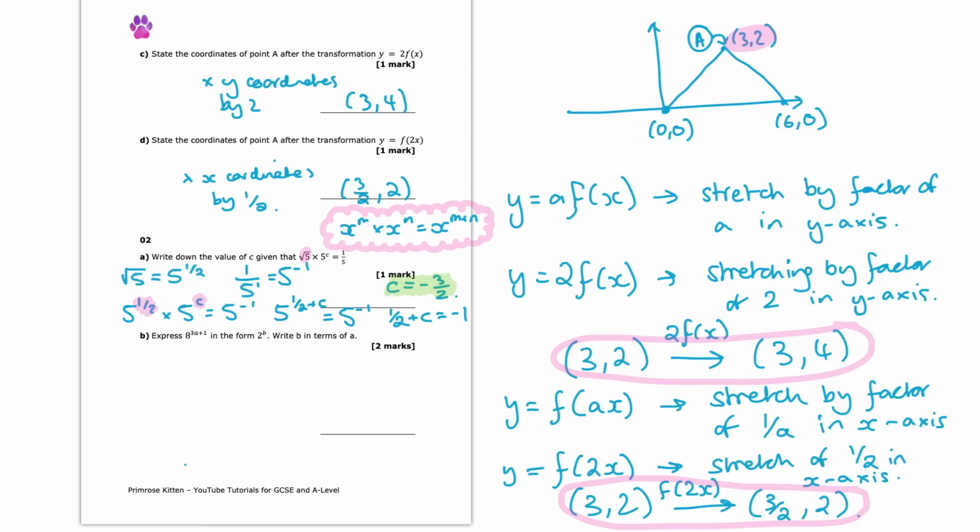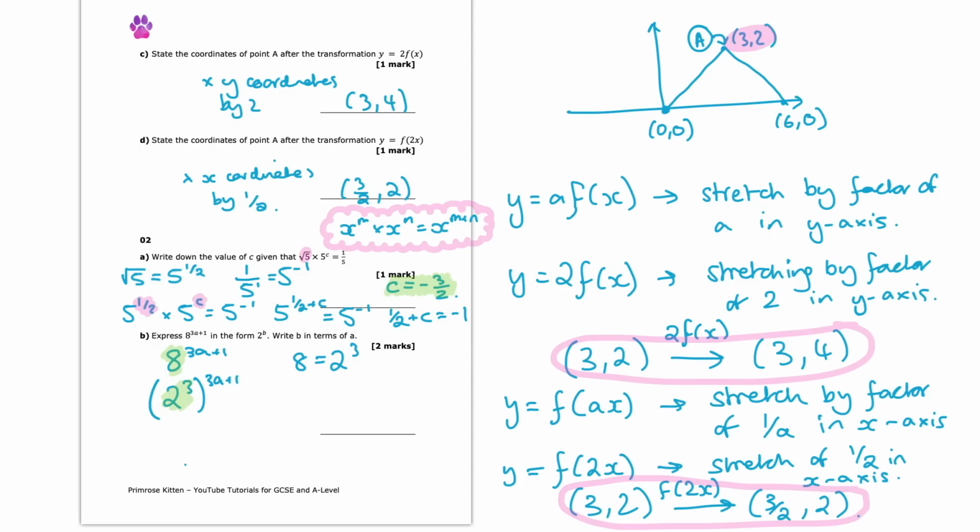All right, so we're going to use similar tools to do part B. Part B is also all about indices, all right? So we're given here 8 to the power of 3a plus 1, and we're asked to write this in terms of 2 to the power of something. So the first thing we need to know here is that 8 can be rewritten as 2 cubed. So if we just replace the 8 here with 2 cubed, we're doing 2 cubed to the power of 3a plus 1.